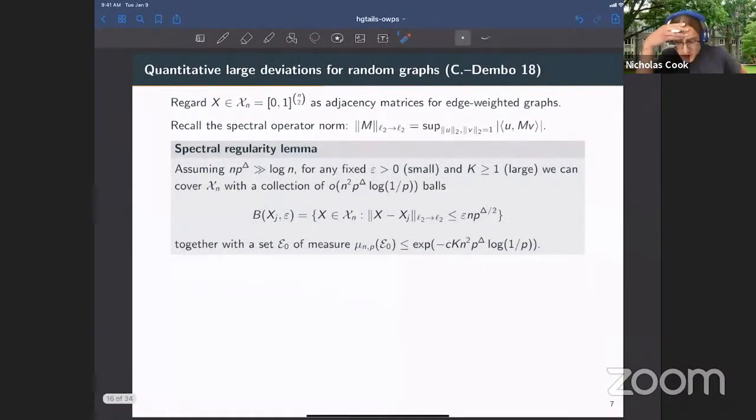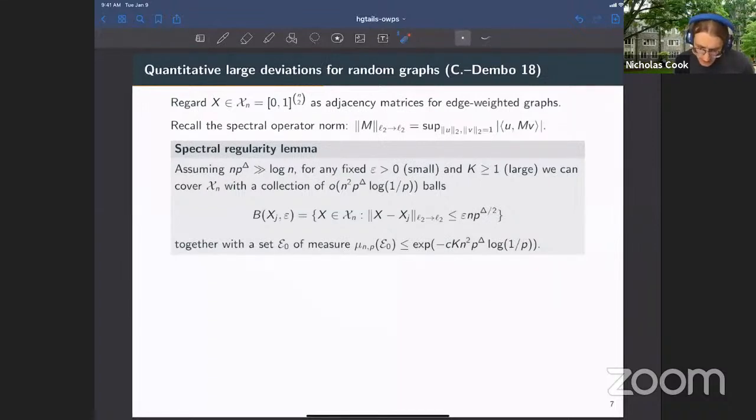Okay, so with Amir, we implemented this approach for the case of graphs. And the norm we used was the spectral norm. The spectral operator norm, recall, is the supremum over testing your matrix on the left and the right against unit vectors in L2. We only apply this to symmetric matrices, so you could take the same vector U here. And so in this setting, we get a covering by spectral norm balls, which is playing the role of a regularity lemma. This is a simplified statement of what's effectively a quantitative spectral regularity lemma.